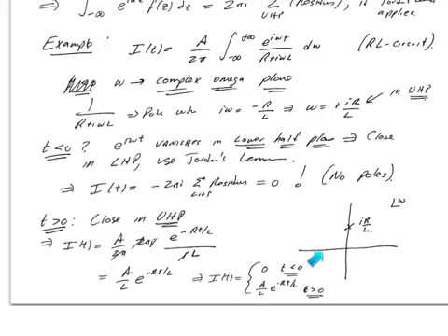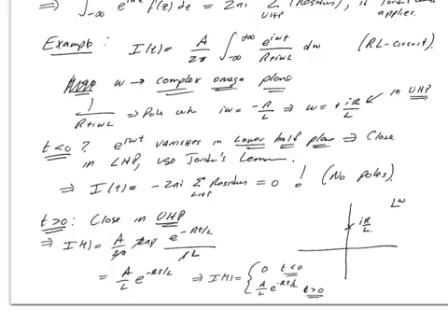But you'll notice in the lower half plane, there are in fact no poles. So that immediately tells us that I of t equals 0. There are no poles when we enclose the lower half plane, and therefore the integral from minus infinity to plus infinity for t less than 0 actually vanishes. We'll talk about that more in just a second.